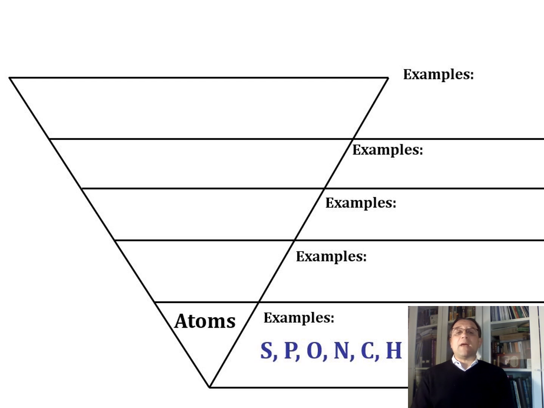For this reason, life on Earth is known as carbon-based life, or life that contains building blocks made of a combination of carbon and other elements. 99% of living things are made of hydrogen, oxygen, carbon, sulfur, phosphorus, and nitrogen.